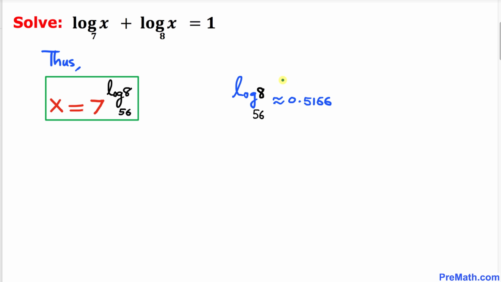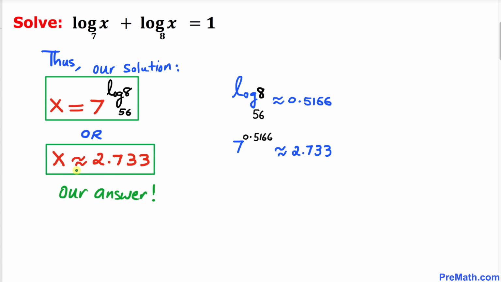If we use a calculator, log of 8 with the base 56 is approximately equal to 0.5166. Or in terms of decimals, our x value is approximately equal to 2.733.